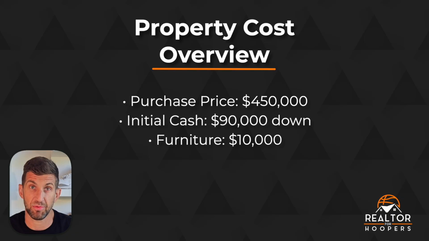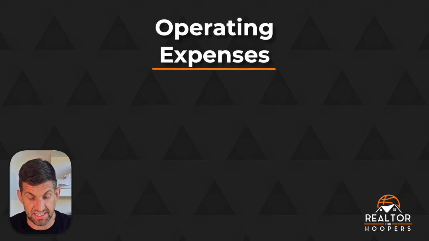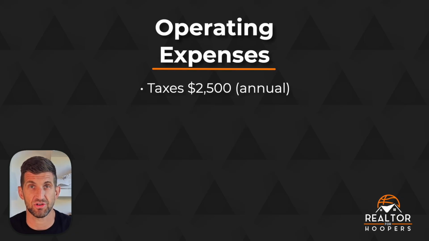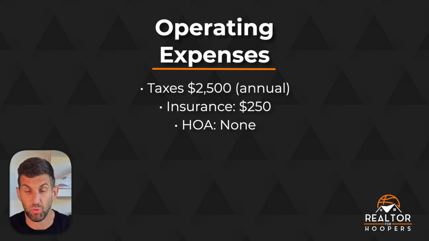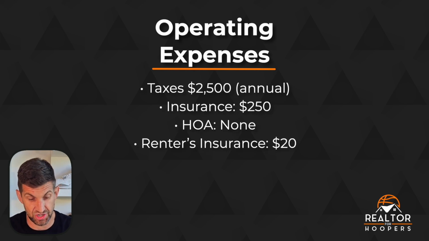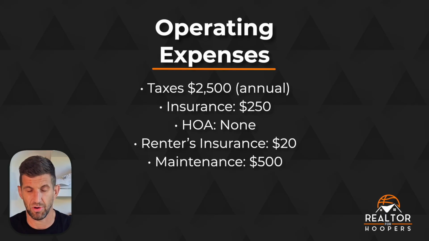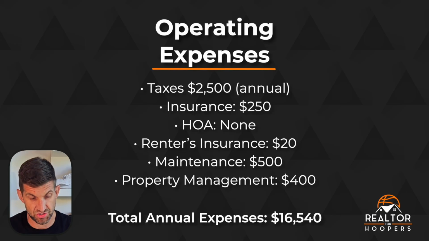Now let's get into the operating expenses. The taxes are $2,500 annually. You're paying $250 a month for home insurance. There is no HOA, so that's good. You have $20 a month for renter's insurance, $500 for monthly maintenance that comes up throughout the year, and $400 a month for property management.